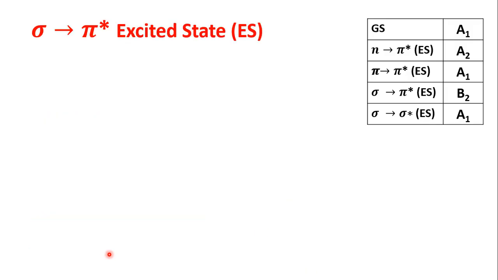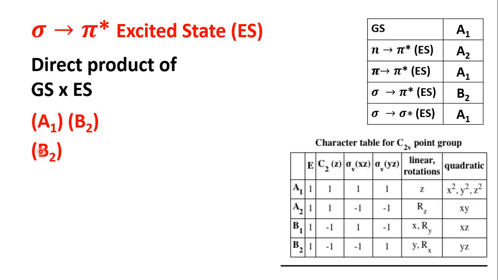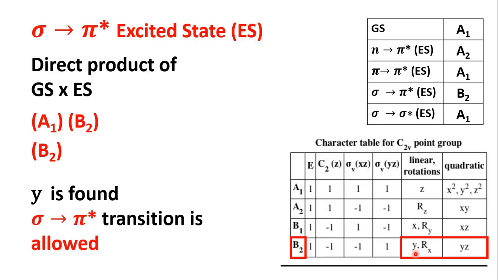Now look at the sigma to pi star excited state. Take the direct product of the ground state and excited state. The symmetry for the ground state is A1. The symmetry for the sigma to pi star excited state is B2. If you take the direct product, you get B2. Look at the character table against B2. You will find y as well as yz. Since y has power 1, it is a dipole moment vector corresponding to electronic spectra. So the sigma to pi star transition is allowed.